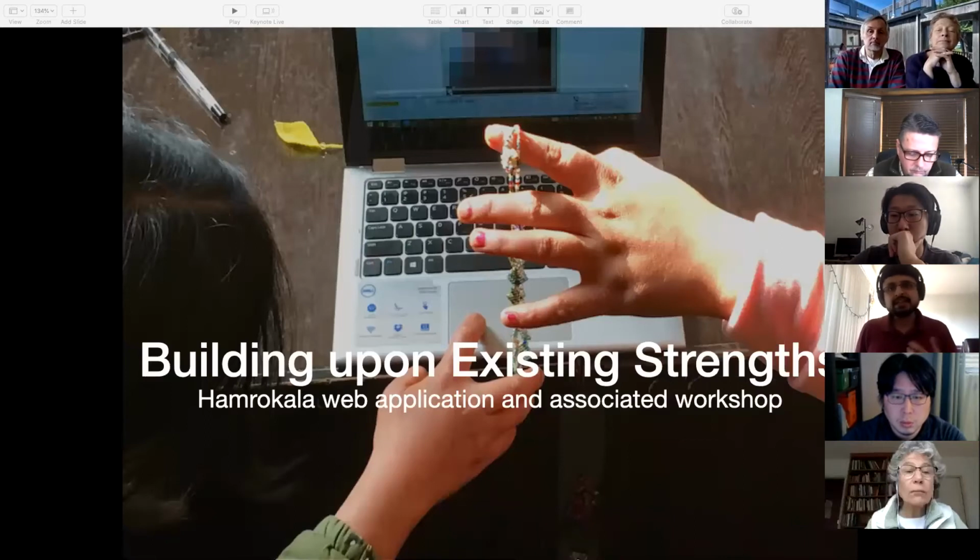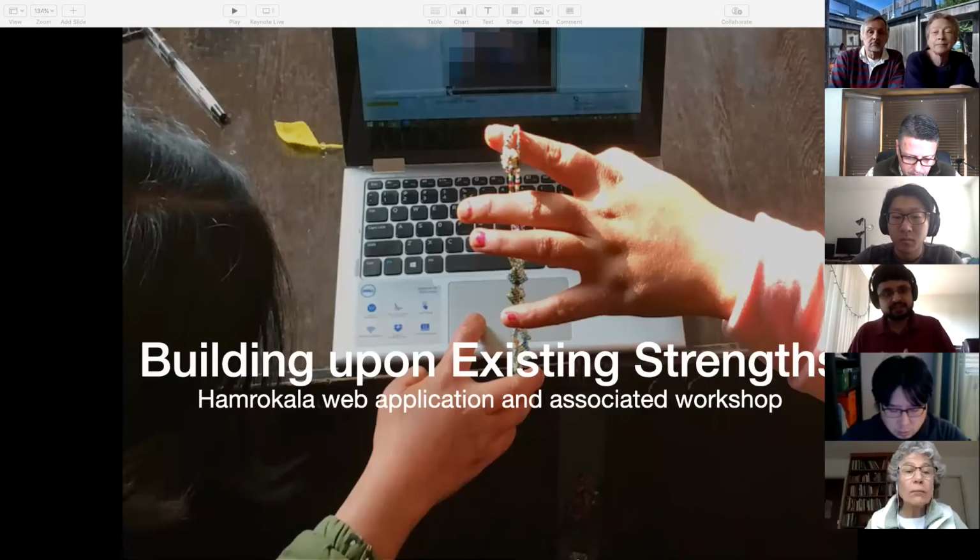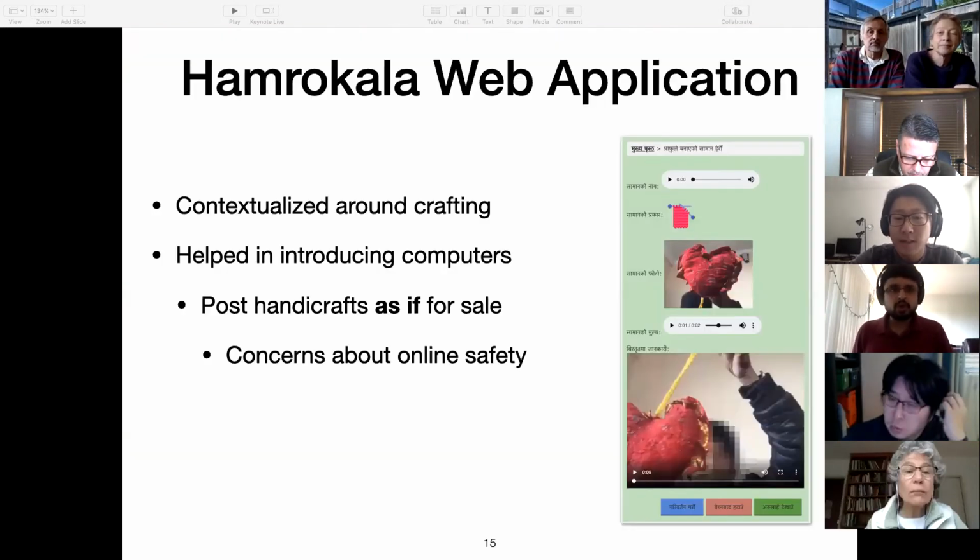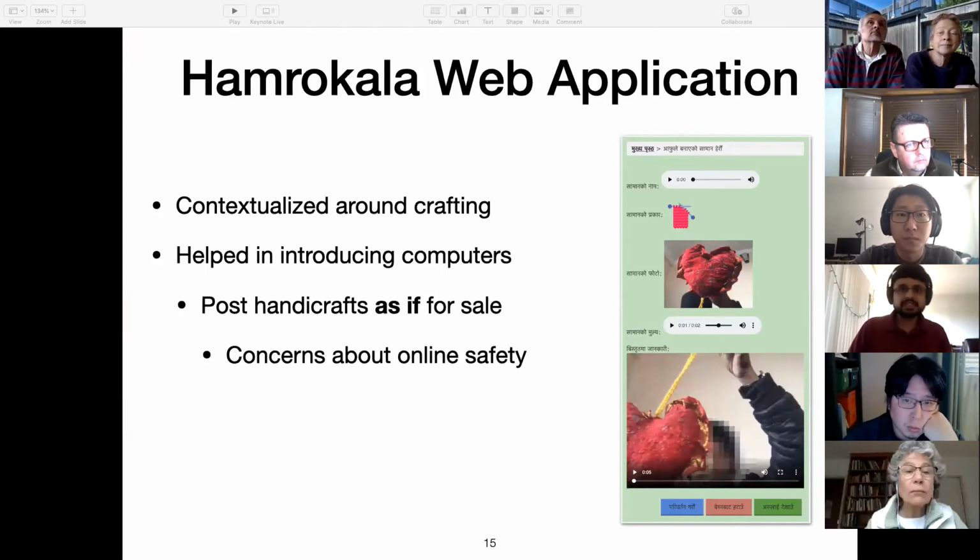Now, having said that, I'll discuss our approach to build on the sister survivors' crafting skills and mutual bond. Aiming to introduce the sister survivors to computers, we developed a voice annotated web application called Hamro Kala, which translates to our crafts in Nepali.